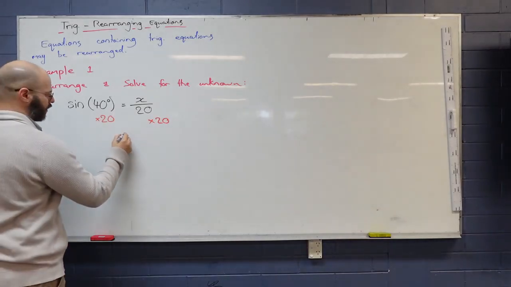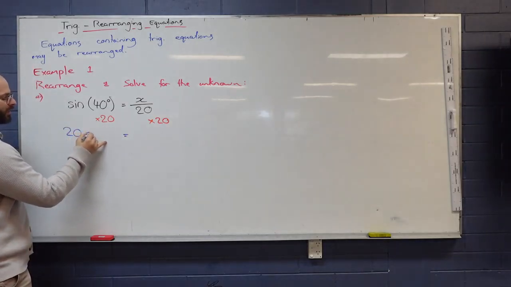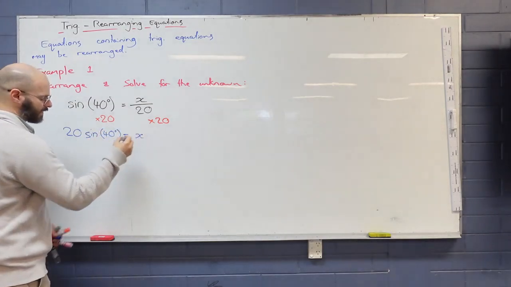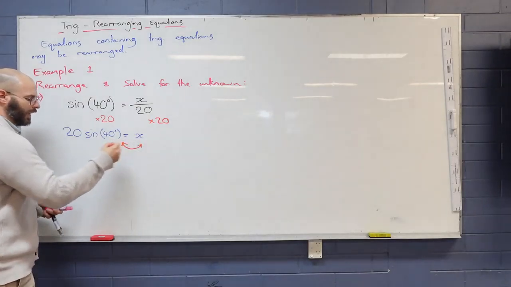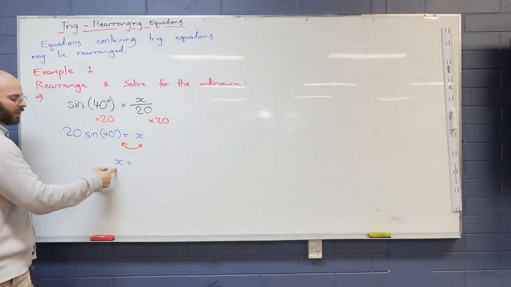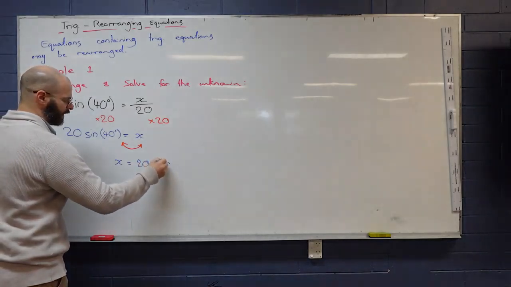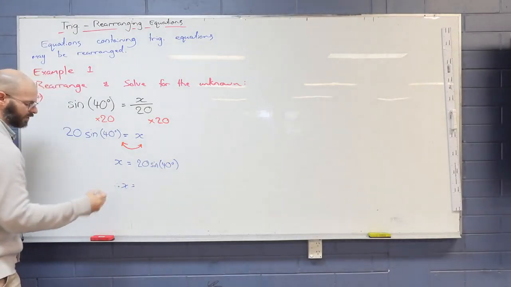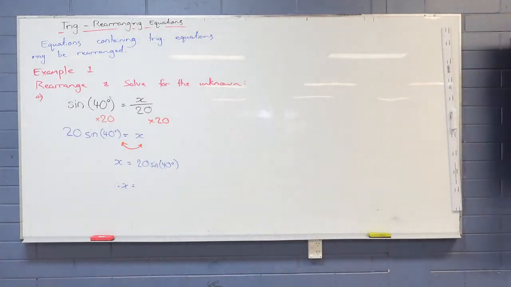This has the effect of causing the 20 to go in front of the sine. So it's 20 sine 40 degrees, then x. Then we do the switcheroo. So the left-hand side becomes the right-hand side, and the right-hand side becomes the left-hand side. So x goes left, 20 sine 40 degrees goes to the right. And hence, because we have a single expression on the right, we are able to reach for our calculators.